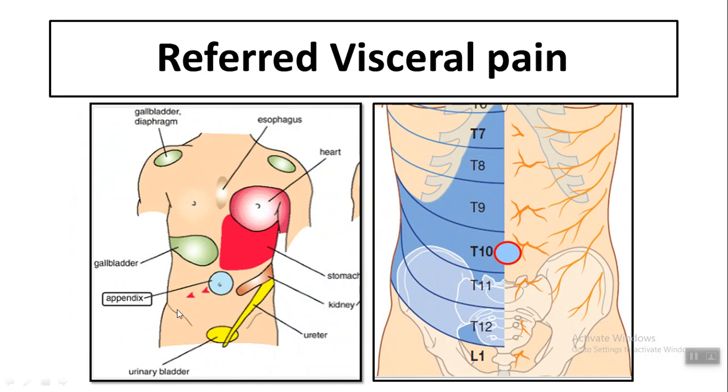Then, when the appendix is inflamed and increased in size, the pain will shift to the right iliac region. That is when the appendix touches the parietal peritoneum of the anterior abdominal wall, and the pain will localize to the right iliac region.